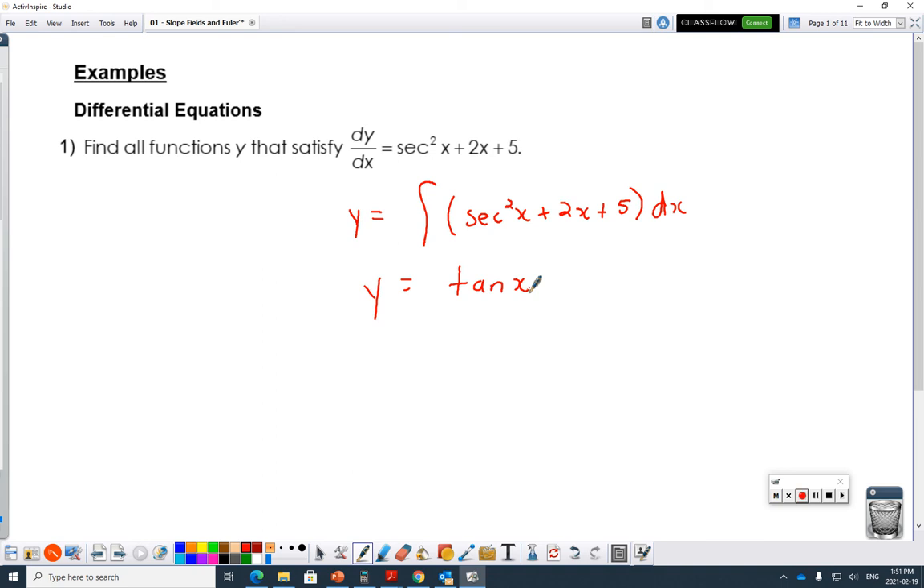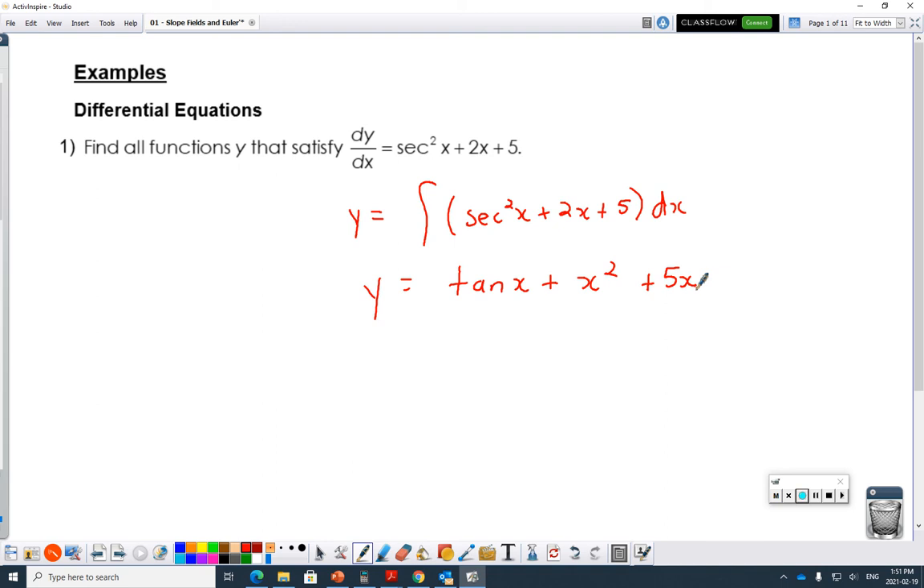Derivative of tan is secant squared. Derivative of 2x, hopefully that's coming easier now when you see things like 2x. And they like putting 2x in there just as a nice little warm-up to antiderivatives. And then the derivative of the antiderivative of 5 is 5x.